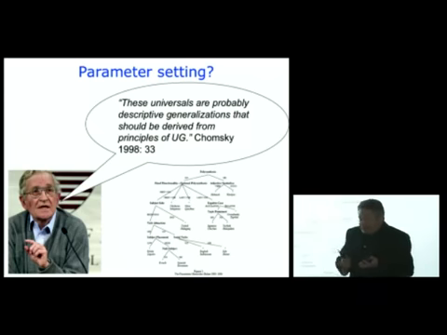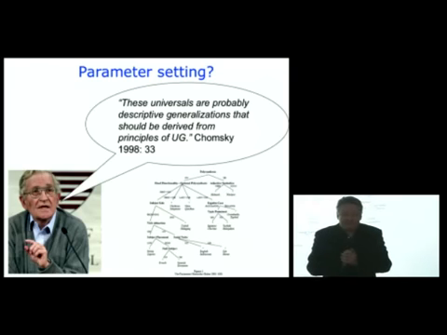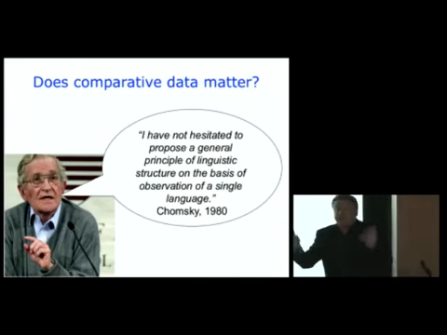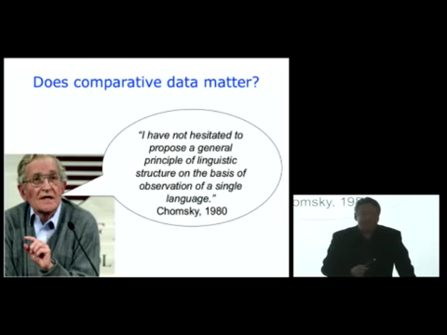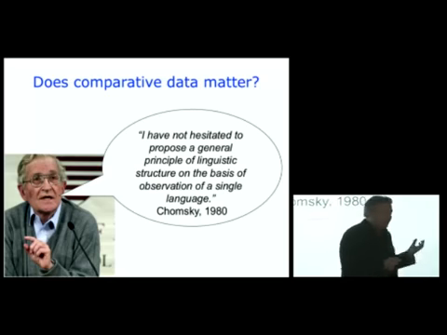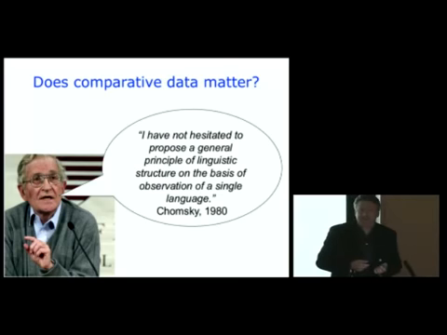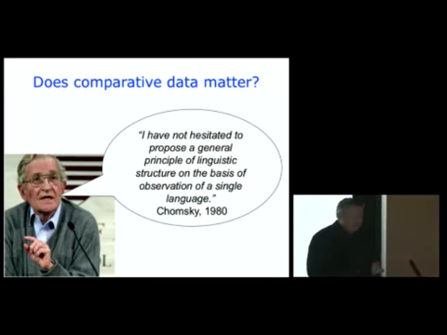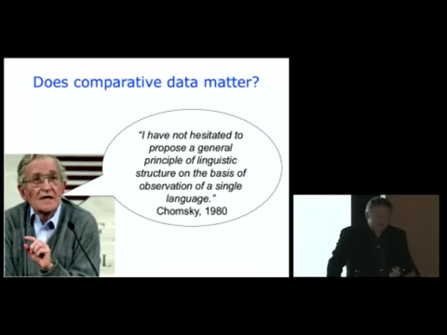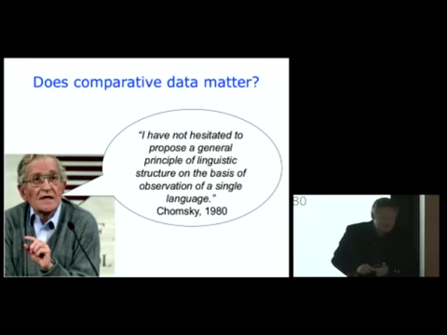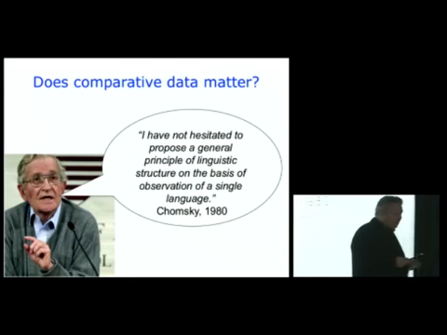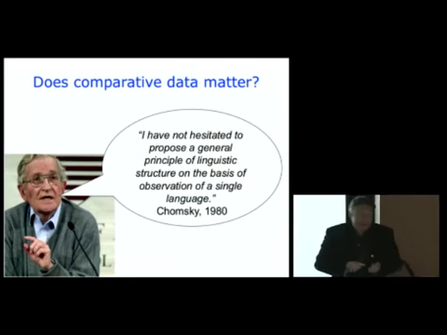Now, as evolutionary biologists, we might say, well, that's a really interesting theory. What's the evidence? How strong is the evidence for it? We might go out and look at the actual diversity, the way we look at the diversity of beetles and butterflies. But, and this is absolutely puzzling to me as an evolutionary biologist, generative linguists have not been particularly interested in doing that. Chomsky says, I have not hesitated to propose a general principle of linguistic structure on the basis of a single language. So it's absolutely puzzling to me how introspection could be sufficient to make arguments.